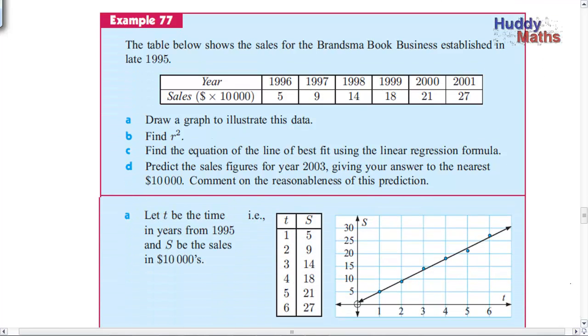So the table below shows the sales for a book business. Draw a graph to illustrate the data. Find R squared using technology. Find the equation of the line of best fit using a linear regression formula. We're not going to do that. We're going to use technology in this course. Predict the sales figure for year 2003. That's out this way. Give your answer to the nearest $10,000. Comment on the reasonableness of this prediction. Okay.